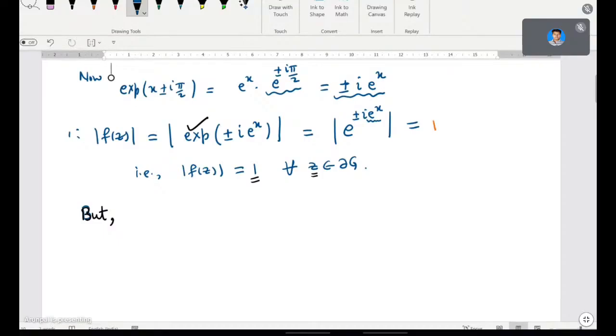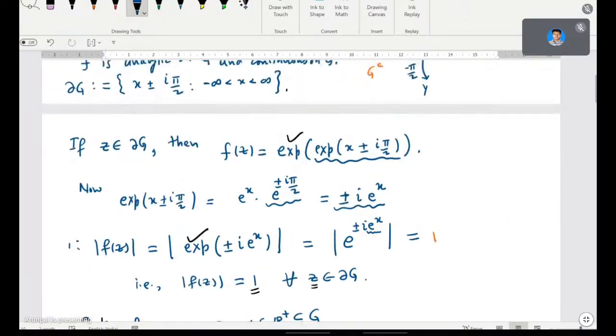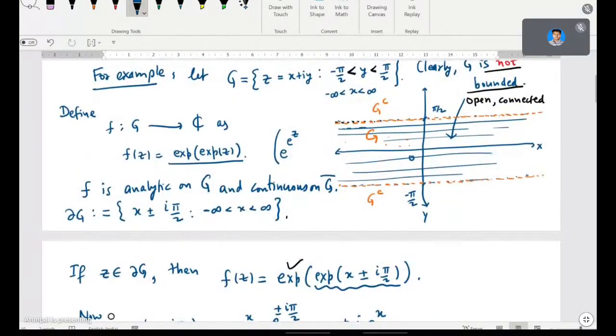But for any z of the form this, which is in R plus, and certainly, class, this is contained in G, right? Because G is this strip now of infinite length. So certainly I am taking only this positive part of the real line. So certainly this is a part of G, right, class?